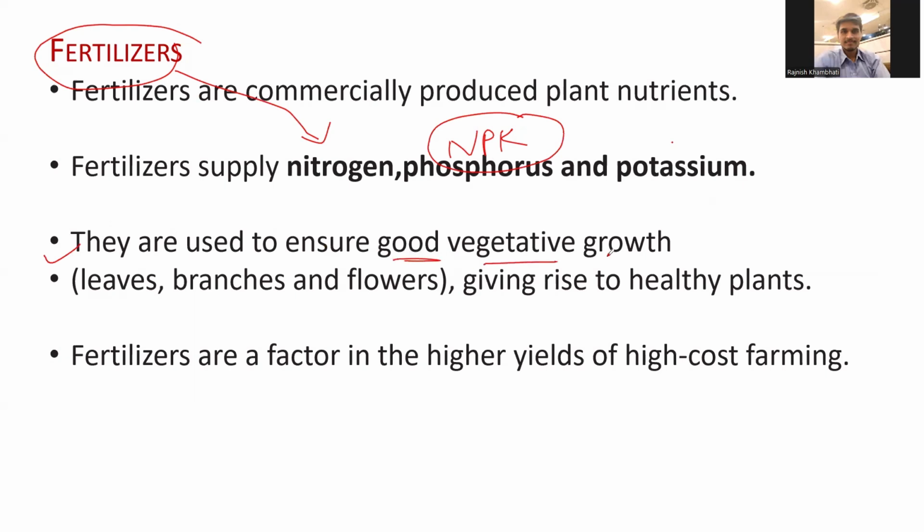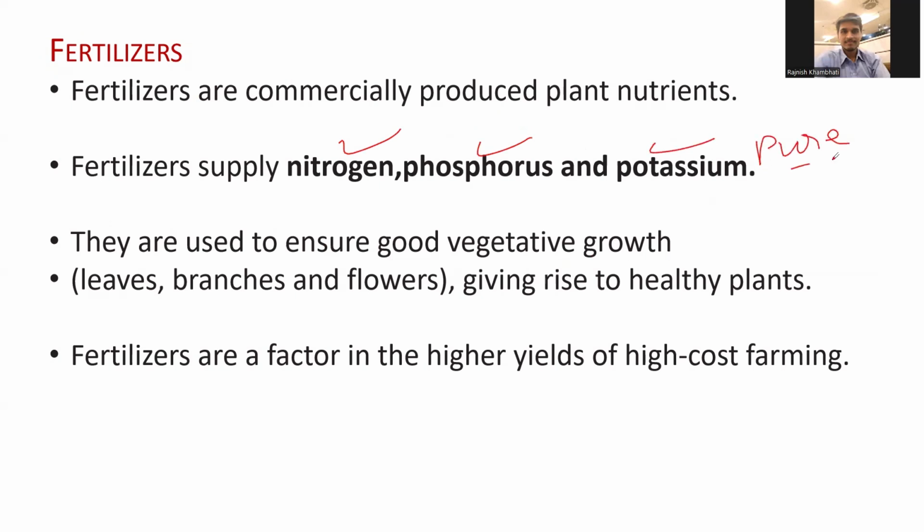Then these fertilizers are used for what? For good vegetative growth. Because the fertilizers are what? Pure form of nitrogen, phosphorus, and potassium. Pure form. Okay, so they are actually chemical. So when you add this chemical to the soil, it will give good vegetative growth. Vegetative means leaves, branches, and flowers of a crop will be growing very nicely. They will flower more, they will have more branches, more leaves, or I should say healthy leaves and healthy branches when they get these nutrients. And this will give rise to healthy plants. And we know a healthy plant will yield more.